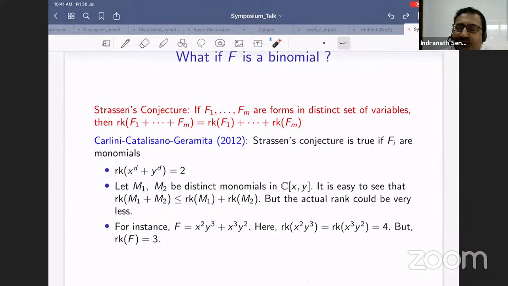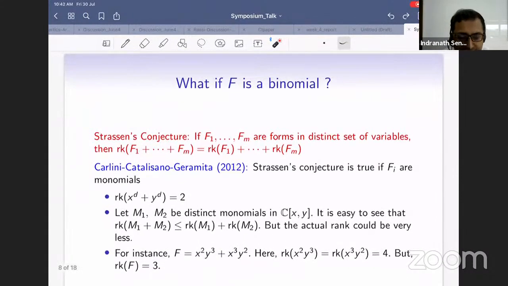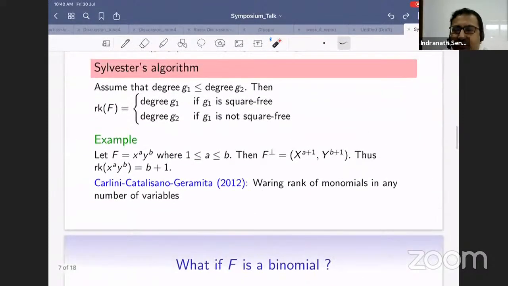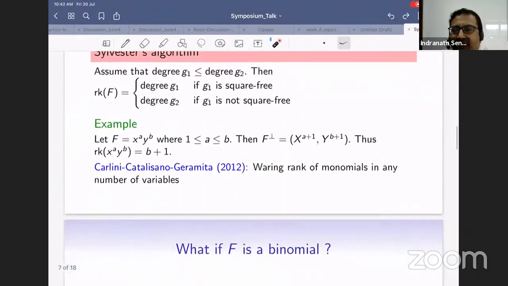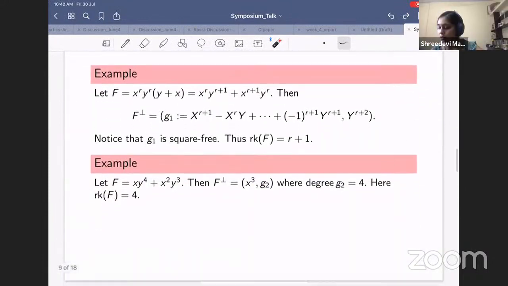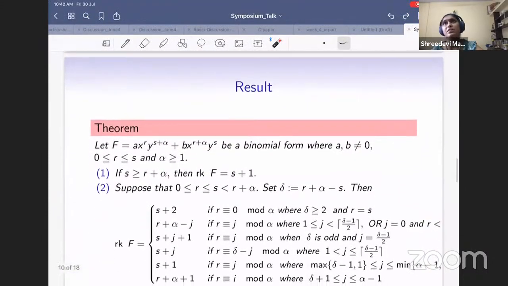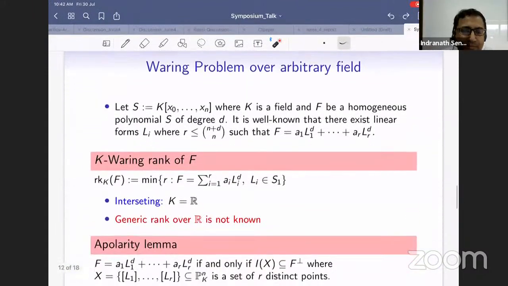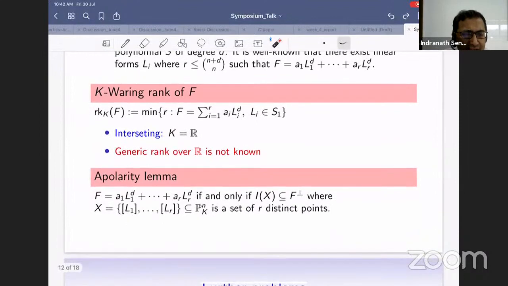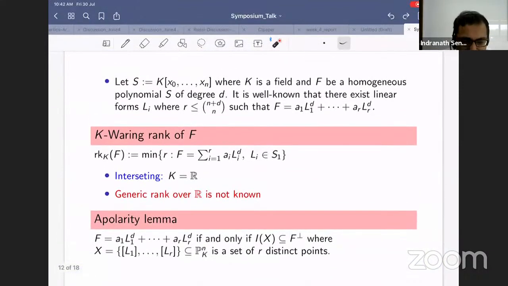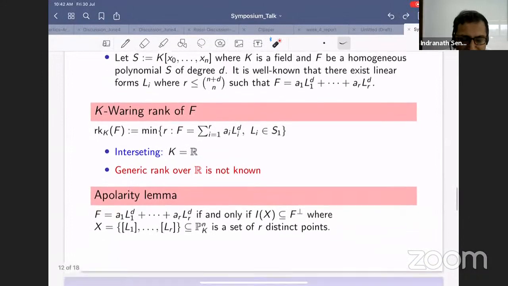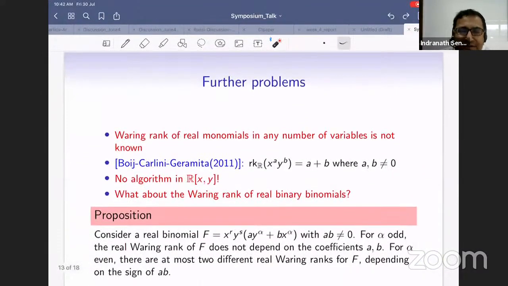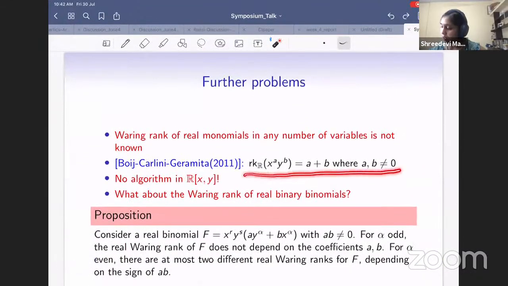I have a couple of quick questions, Sridevi. One is that, did you say that the generic rank for monomials is also not known properly for real fields? Generic rank of monomials. What do you mean generic rank of monomials? I saw a result: the rank of x raised to a, y raised to b is a plus b when a and b are non-zero, right? So in general? In general, it is not known. Okay. It is not known.